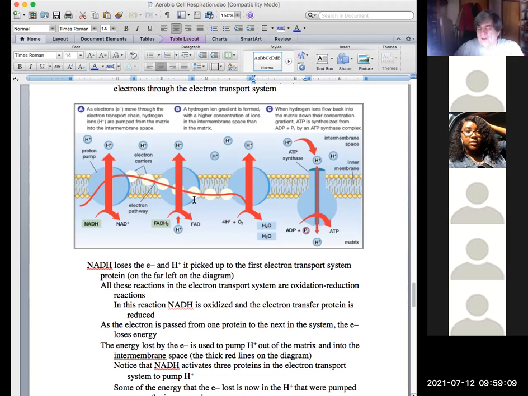The FADH2 only activates 2 of these pumps. So when the hydrogens from FADH2 move back into the matrix, they only make 2 ATP. And again, remember what I said, NADH has high energy electrons that it picked up. FADH2 has lower energy electrons. So it makes sense that an NADH should be worth 3 ATP, but an FADH2 is only worth 2 ATP.